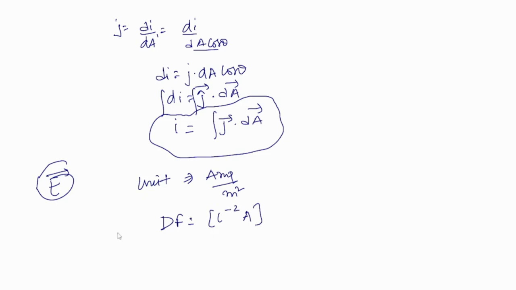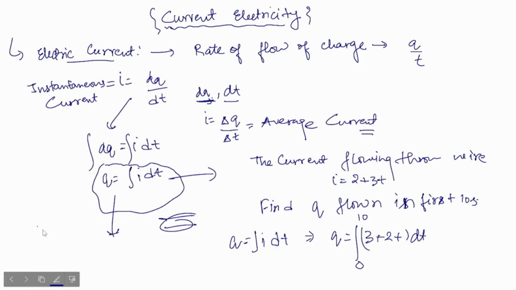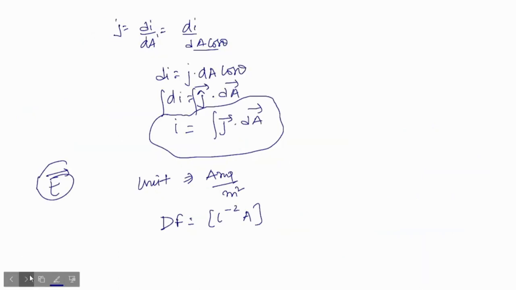So this was the basic introduction to the current electricity chapter. We have studied the following terms: electric current, instantaneous current, and current density, and we have also solved one basic problem. From the next video we'll be studying the mechanism of flow of charge in metals, where we'll be studying relaxation time, average thermal velocity, mean free path, and till then, thank you.